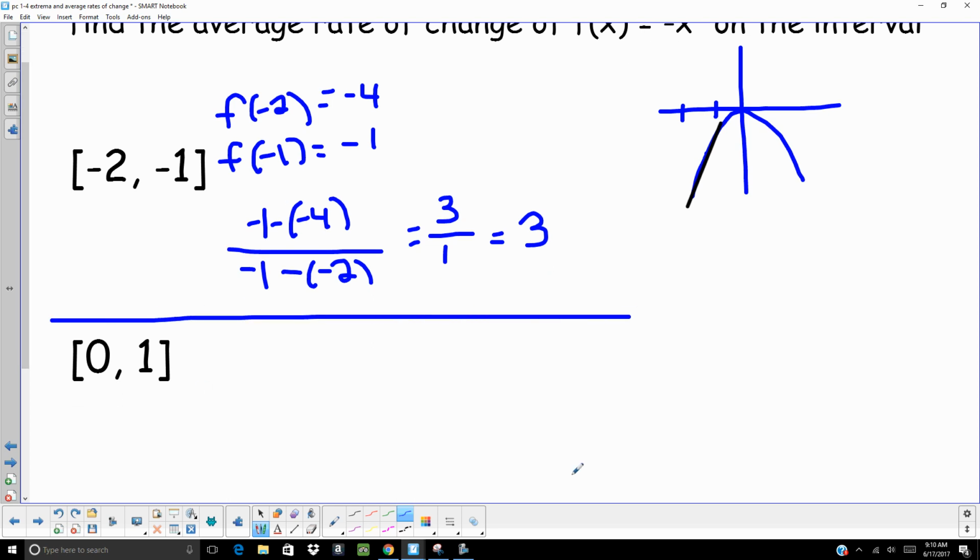Take a second, pause, try this one on your own. When you are ready, hit the unpause button and check your answer.